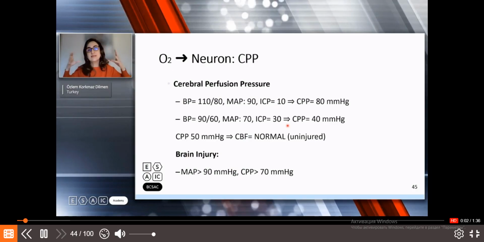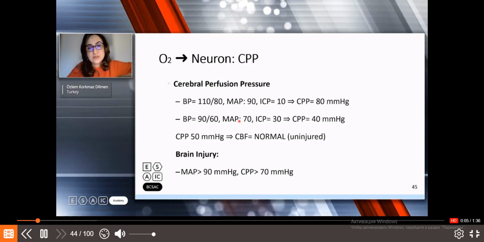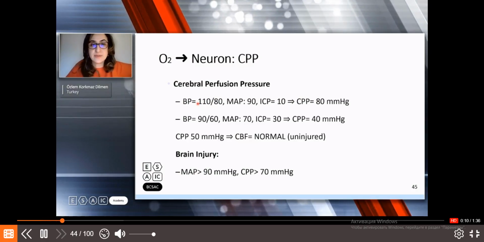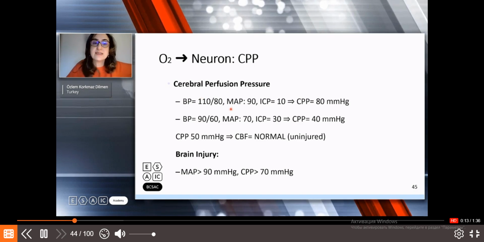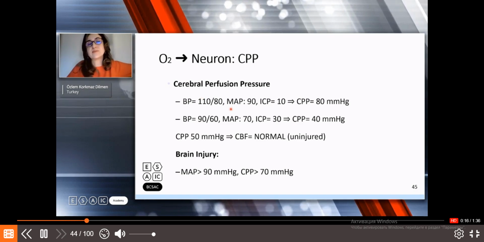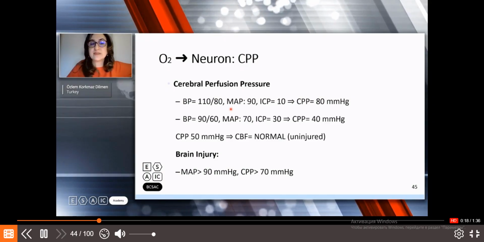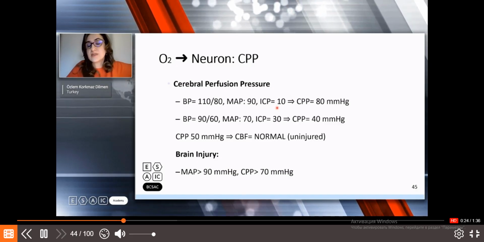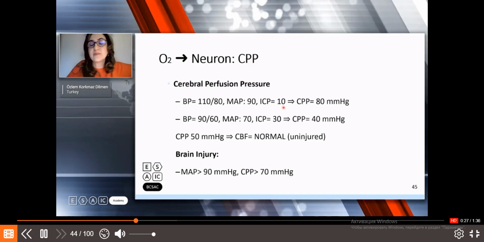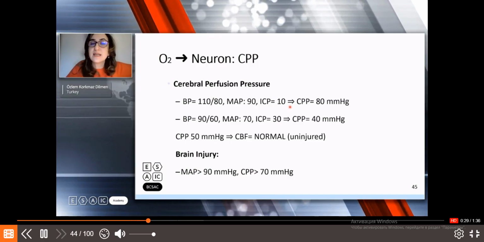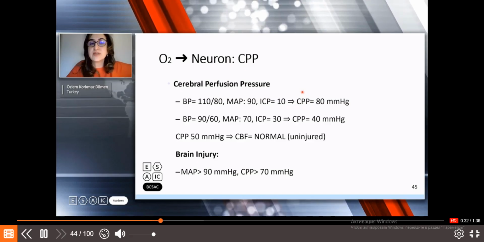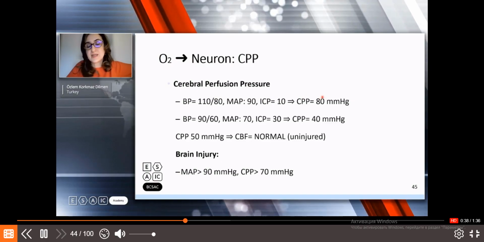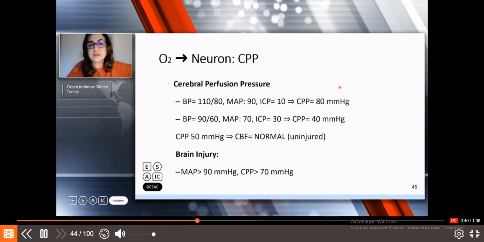Now, I would like to give you an example. In the first case, the blood pressure is 110 over 80 millimeter mercury. If we calculate mean arterial pressure, diastolic blood pressure plus pulse pressure divided by 3, it is 90. If our patient has a normal intracranial pressure, for example, 10 millimeter mercury, we can calculate the cerebral perfusion pressure via mean arterial pressure minus intracranial pressure. It's 80. It is enough for a normal subject.